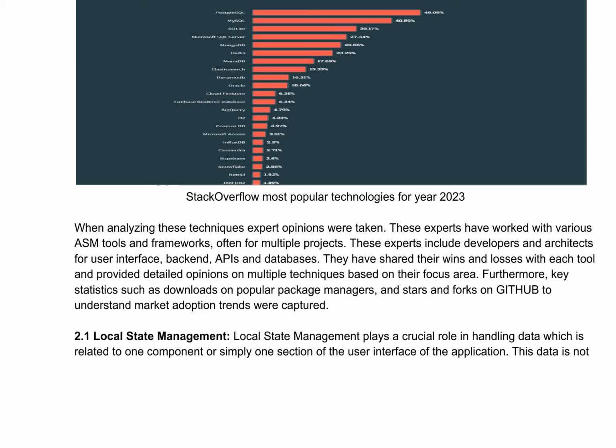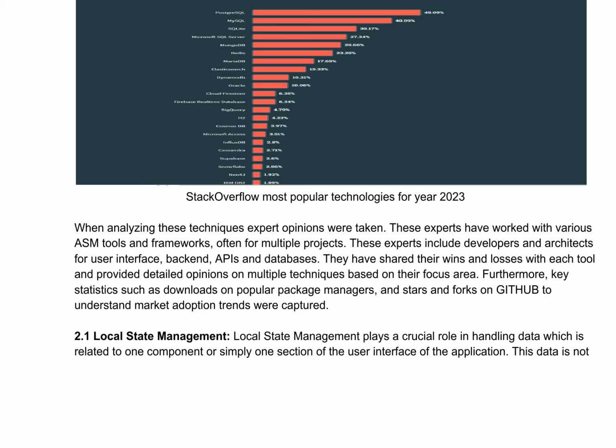The paper analyzes various ASM techniques, including expert opinions from developers and architects who have worked with multiple ASM tools and frameworks. Key statistics, such as downloads on popular package managers and stars and forks on GitHub, are used to understand market adoption trends. The research highlights the importance of local state management in handling data related to a single component or section of the user interface, which does not require sharing with other parts of the application.